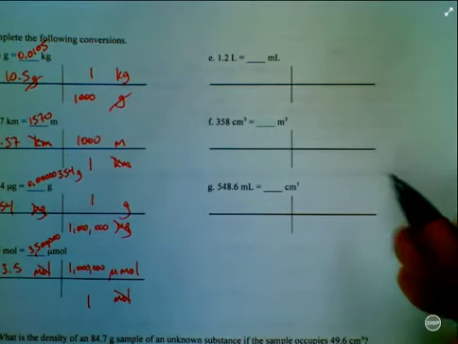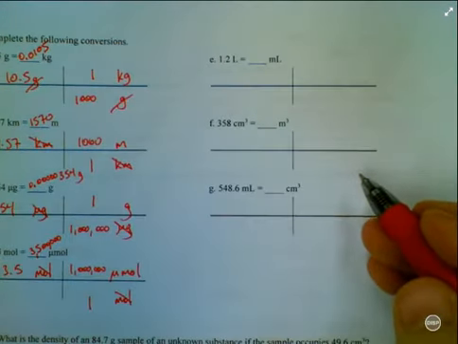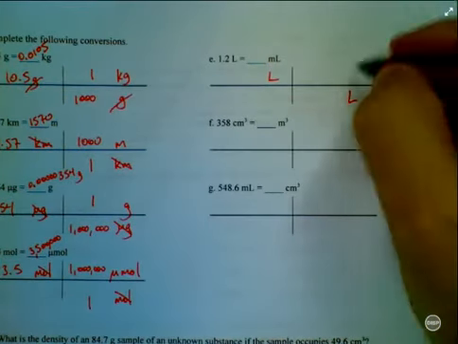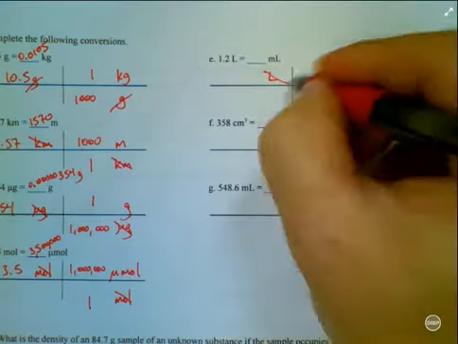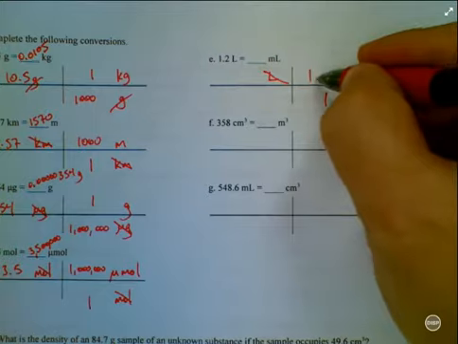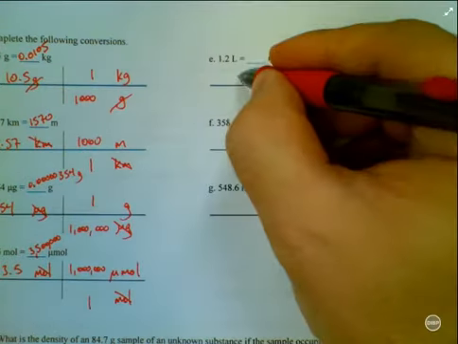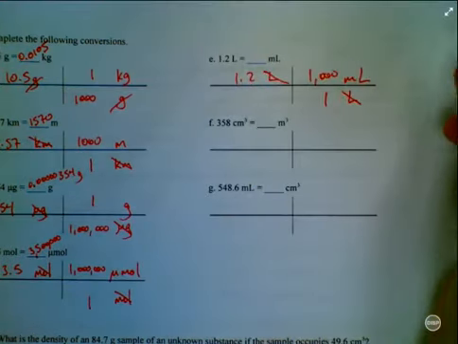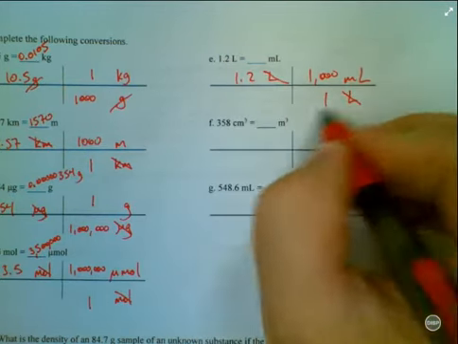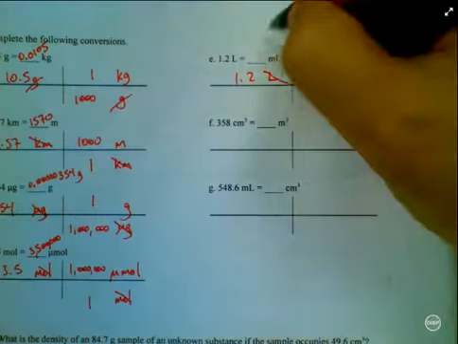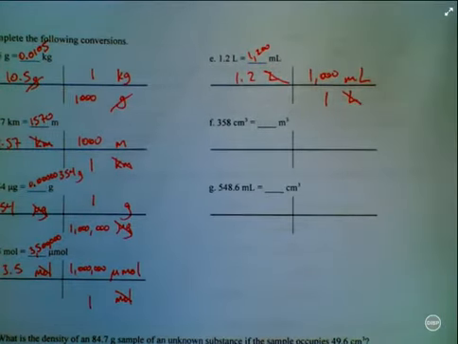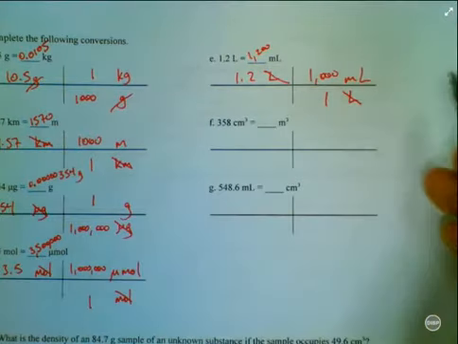So moving on to E. Let's see. So we have liters. So I know I want to convert away from liters into milliliters. That way liters will cancel. Well, for every 1 liter, I have 1,000 milliliters. The question gives me 1.2 liters, and so I'm simply going to multiply 1.2 by 1,000 divided by 1, and I come up with 1,200 milliliters. I should make these answer spaces a little bit bigger.